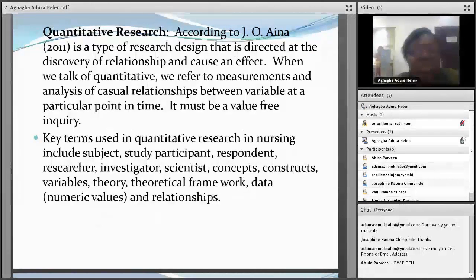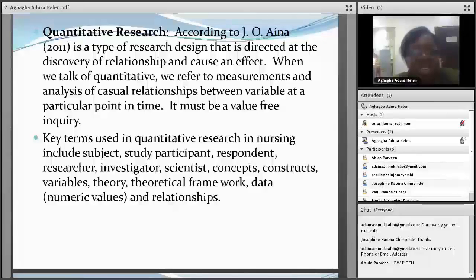Quantitative research, according to Aino, is a type of research design that is directed at the discovery of relationship and cause and effect. When we talk of quantitative, we refer to measurements and analysis of causal relationship between variables at a particular point in time. It must be a value-free inquiry.